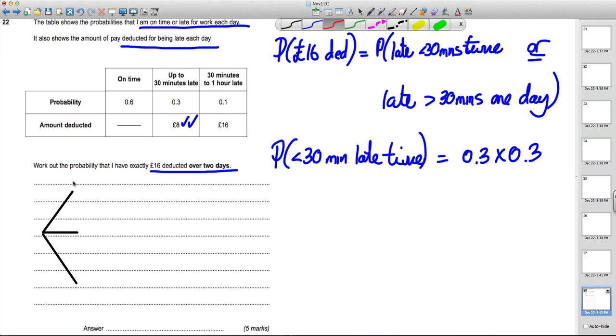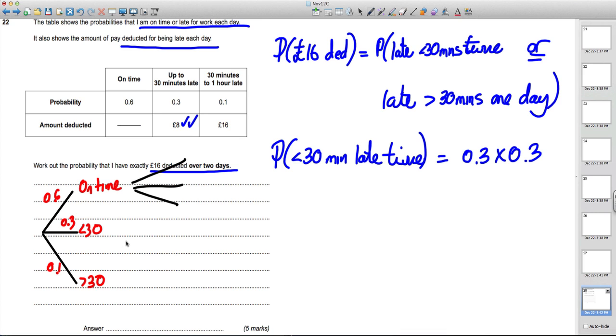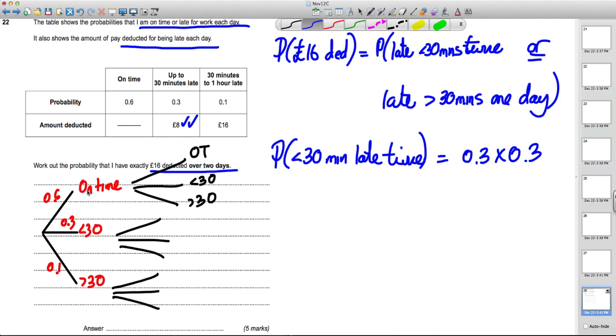So therefore I would have on time, and then I would have less than 30 minutes and bigger than 30 minutes. So on time is 0.6, this one is 0.3, and this one's 0.1. And then the next day I would have the exact same scenario, so I'd have the same three things coming out of each one. So this one would be on time, less than 30 minutes, more than 30 minutes, etc. Now it's obvious how I get to £16.